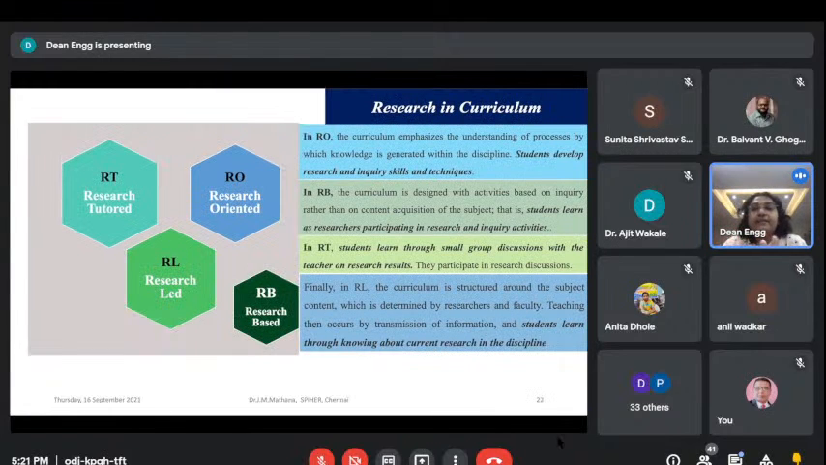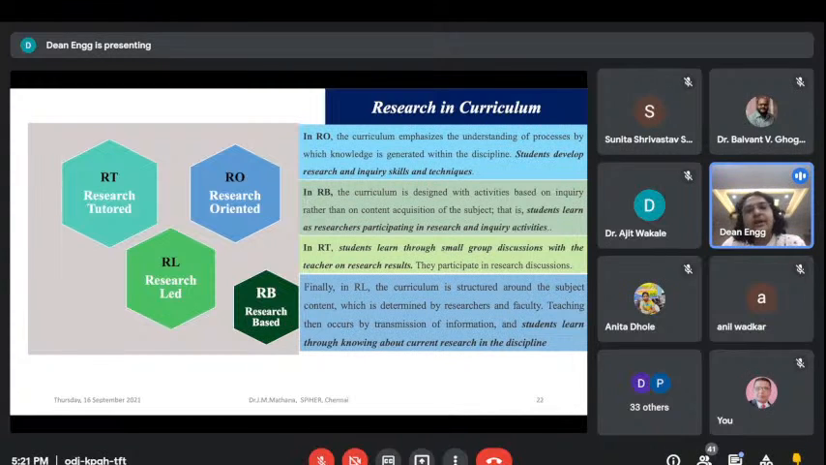For that, I select the first four things, because we want to link the research in the syllabus of a course, isn't it? That's why there are four research oriented learnings. First is research oriented learning, then research led learning, then research tutored learning, then research based learning. Now, among the four, which one is best to implement research in our curriculum, or to link the research in the syllabus of the course?